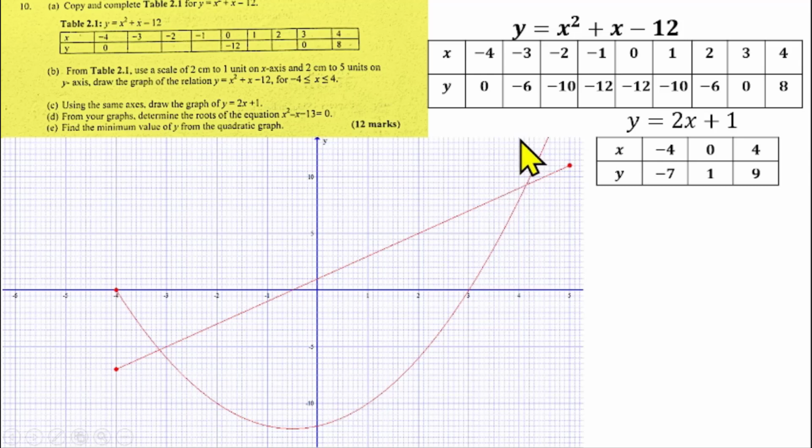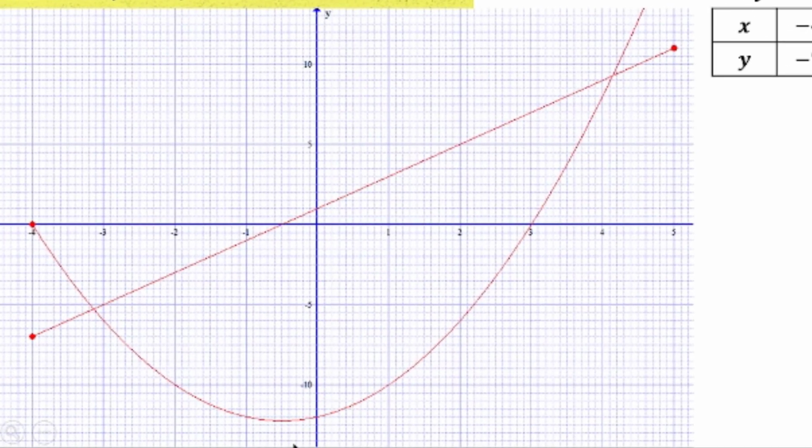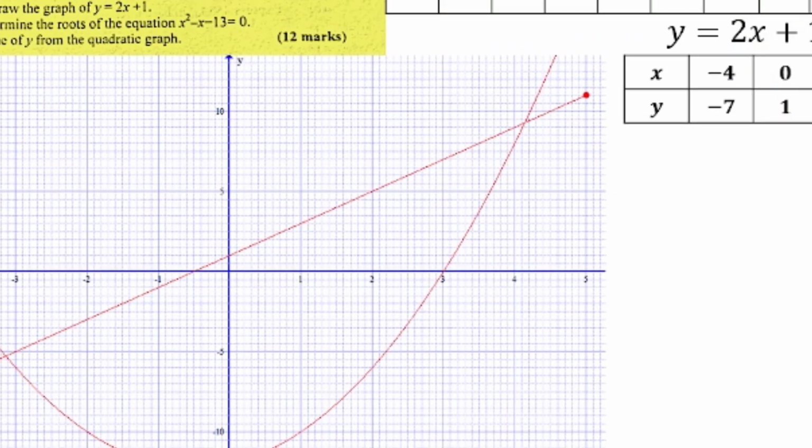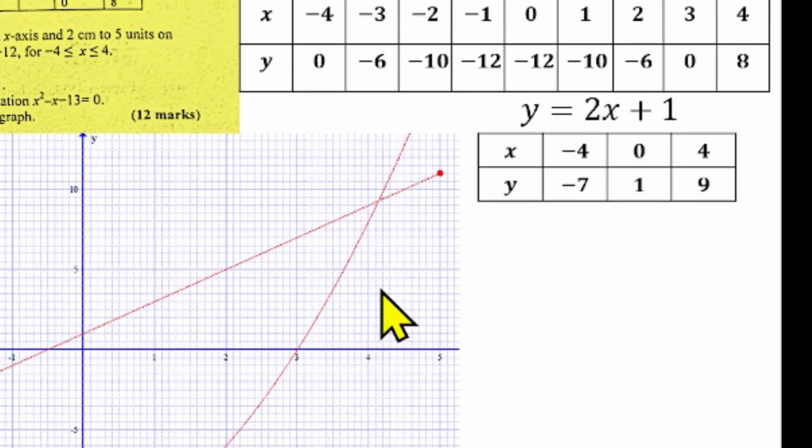So you can see that this curve represents the quadratic equation. Then the straight line represents the linear equation. Now when x is minus 4, our y is minus 7. So this is minus 5, next 2 lines minus 6, next 2 lines is minus 7. Trace to the front, you have this point here. The next one, our x is 0, our y is 1. So our x is 0 on the y-axis, so our y is 1 here, this point here. And the last one, when our x is 4, our y is 9.